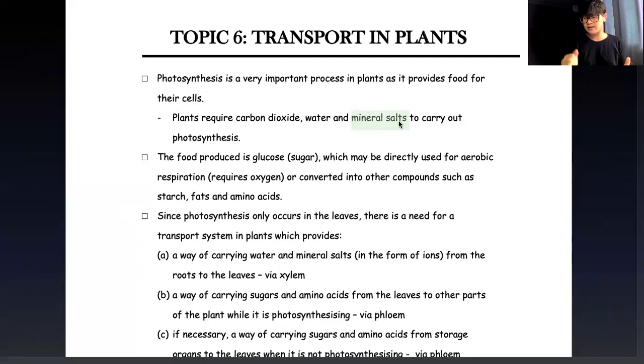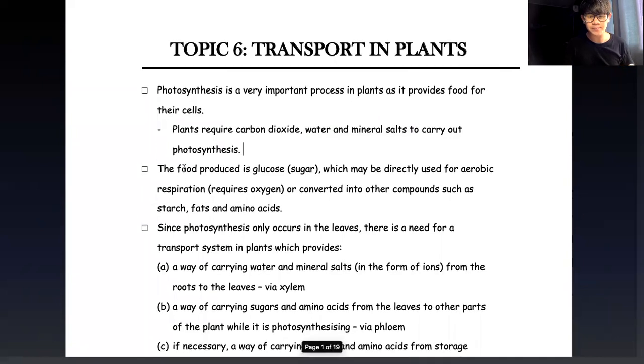Okay, what are the mineral salts that they require? They will be the nutrients, for example, the nitrates, the magnesium, the sodium, and so on and so forth, right? So these are the ones that actually require the transport system. Okay, so the second point, what does it say there?